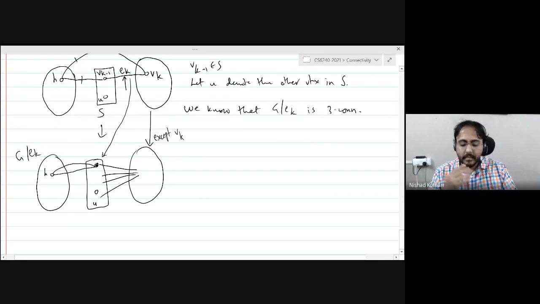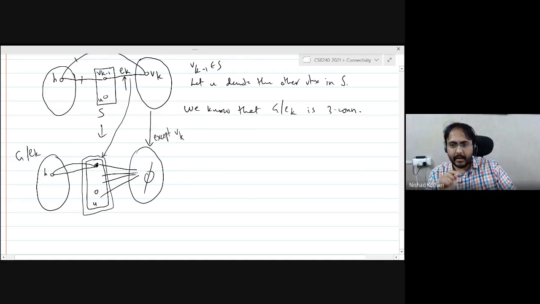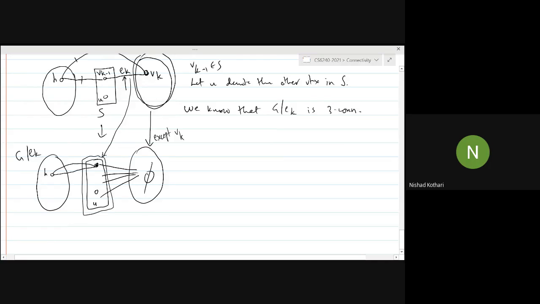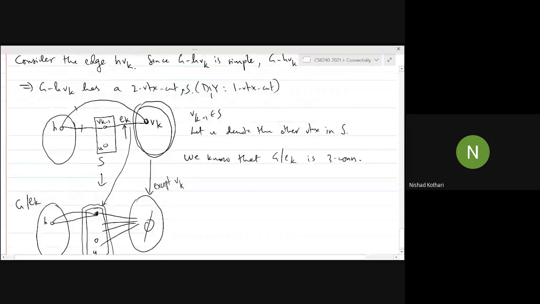And I see a 2 vertex cut here, unless this is the empty set. If this is the empty set, then this is not a two vertex cut. And we know the graph is 3 connected after contracting the edge Ek. So that has to be the empty set. In other words, this guy is a component by itself. So this must be empty.